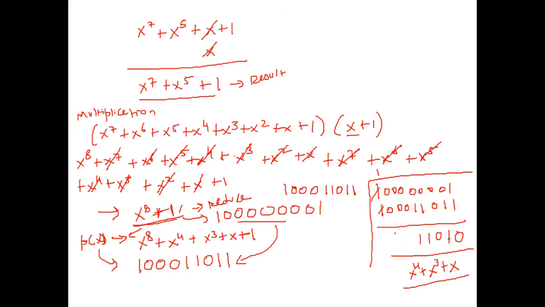X square is 0, plus x plus 1. So 1 is also 0. So what is the result of this division? X power 4 plus x cube plus x. So now we have a polynomial which is actually present in GF of 2 power 8. So please keep this in mind.